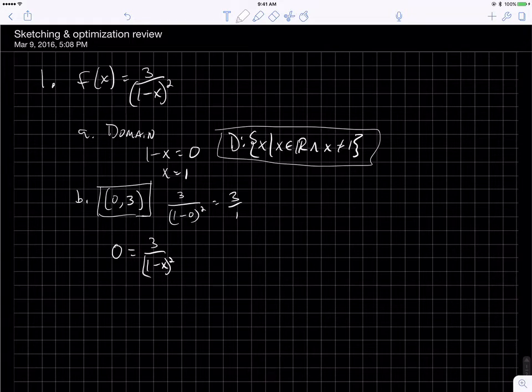A fraction is 0 whenever the top equals 0. So I set the top equal to 0 and solve. Well, there's no x to solve for, so the top can never be 0, because the top is always 3. So there's no x-intercepts.